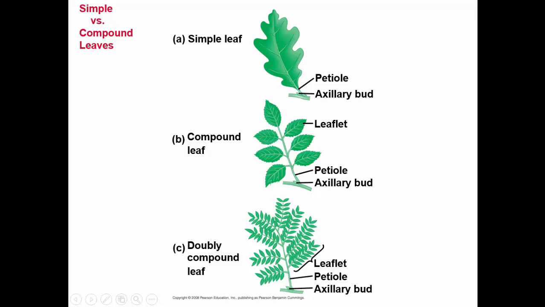And not only the compound one, we also have what we call a doubly compound leaf, which means it has even smaller leaflets in contrast to the compound leaf. And all these types of leaf, we can find in dicots or eudicots, because in monocots we cannot find them because they have what we call parallel veins.